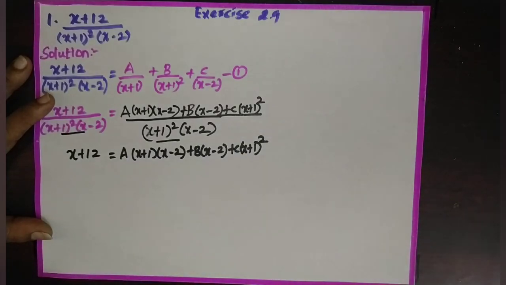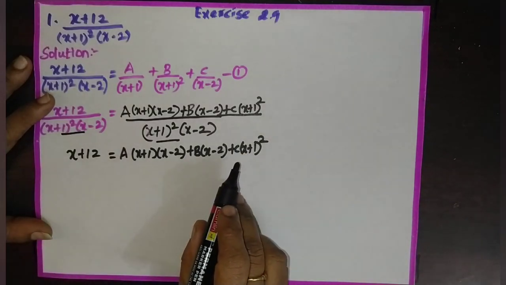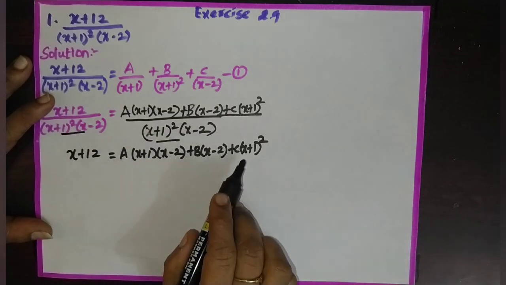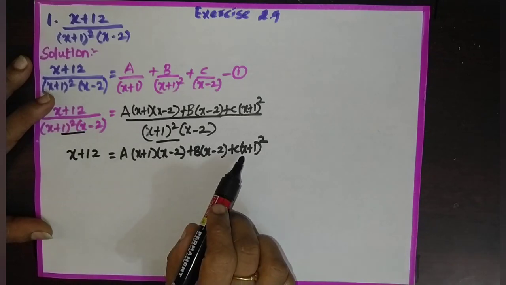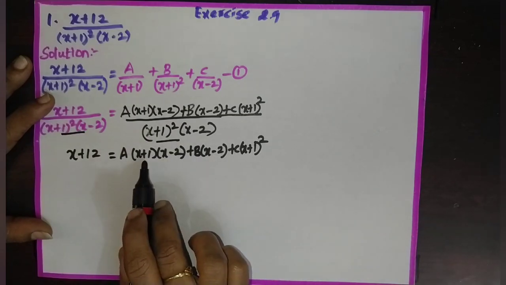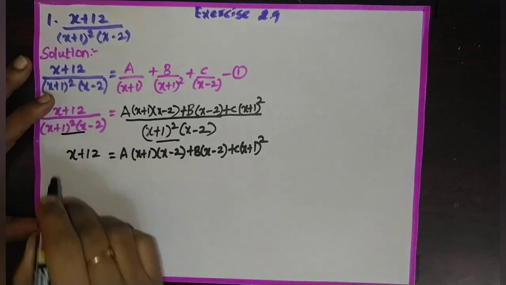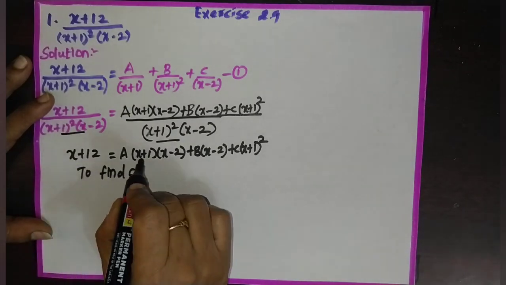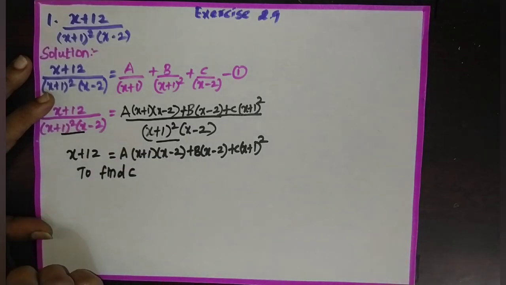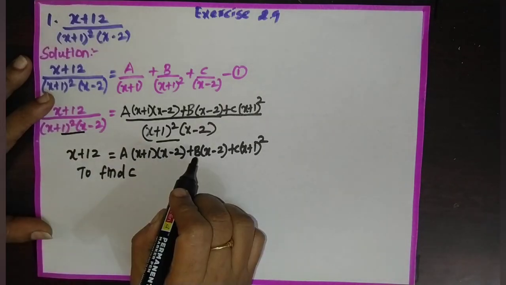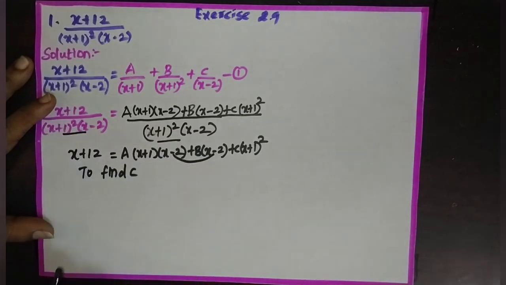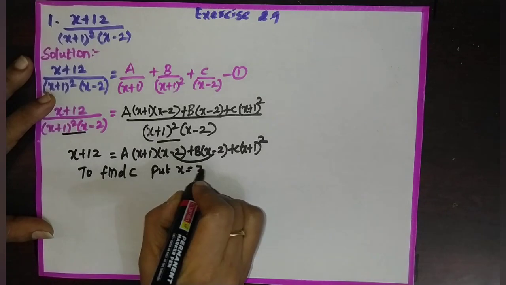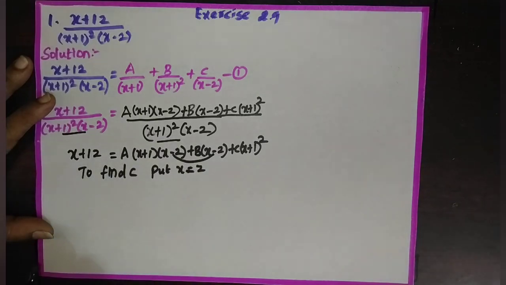To find a, we need to make the second term and third term 0. To find b, we need to make first term and third term 0. To find c, we need to make first term and second term 0. First, I am going to find c. To find c, I need to make first term and second term as 0. See, the first term and second term, we have the common factor as x minus 2. So, if you are substituting x as a 2, first term and second term will become 0.